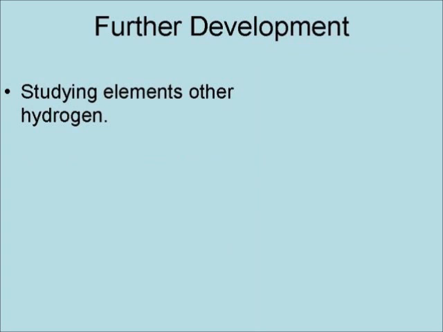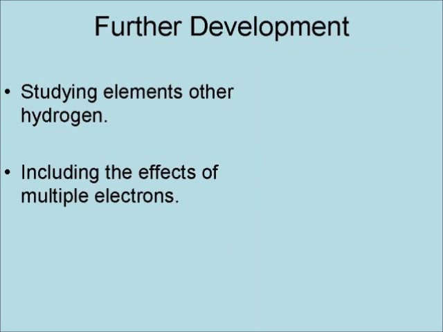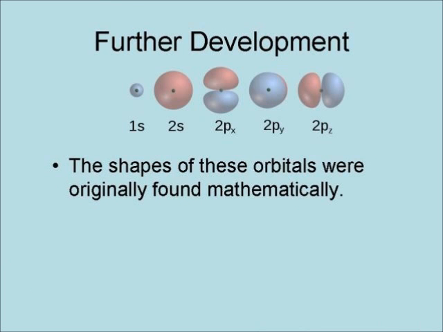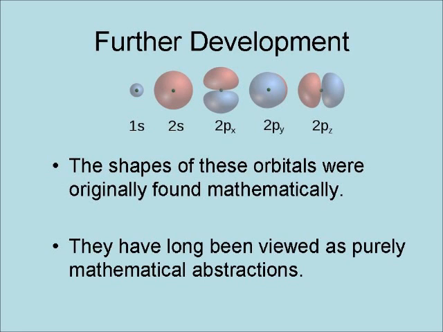Further developments have come from studying elements other than hydrogen, including the effect of multiple electrons. These studies resulted in the electron orbitals shown here. They are the places in an atom where electrons can actually be found. The shapes of these orbitals were originally found mathematically. They have long been viewed as purely mathematical abstractions.